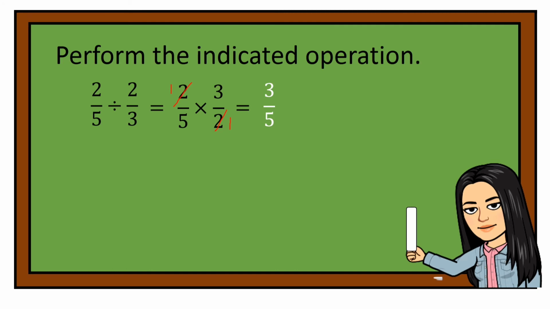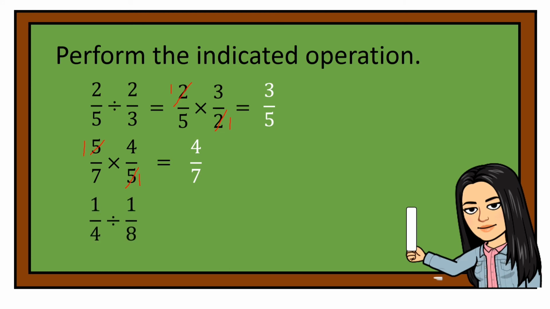Another example, 5 over 7 times 4 over 5. So that would be equal to 4 over 7. So what did we do? We cancel the common factors in the numerator and denominator, and that is number 5. So 5 over 5 will give us 1. So multiply 1 times 4 is equal to 4 and 7 times 1 is equal to 7.